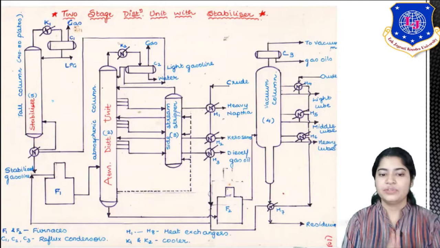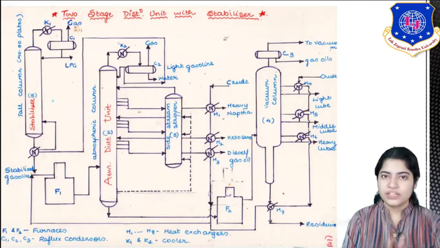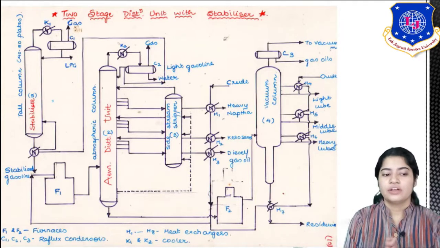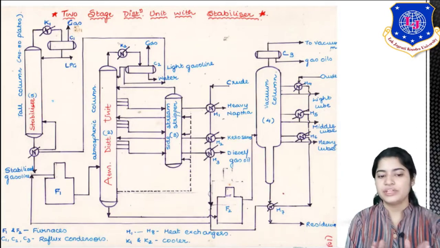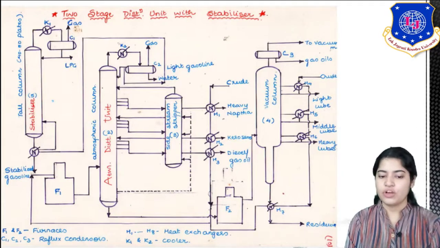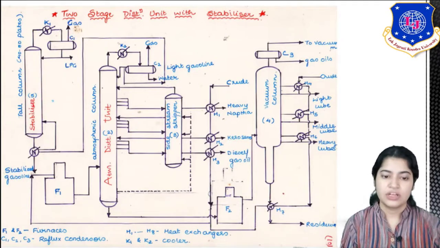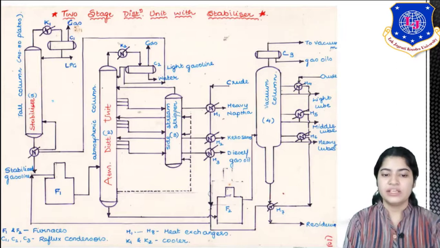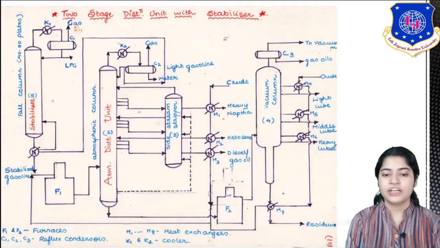Now starting with, you can see first is your crude. The arrangement you can see: stabilizer, furnace, atmospheric distillation unit, strippers, vacuum column, furnace 2. So these are the arrangement of units. Now starting with, you can see in the middle, just after the vacuum column, you can see your crude.